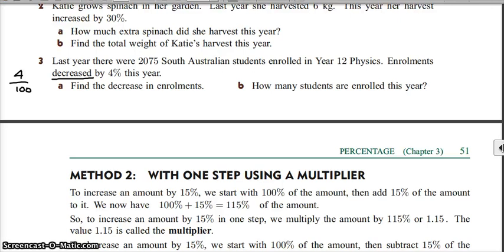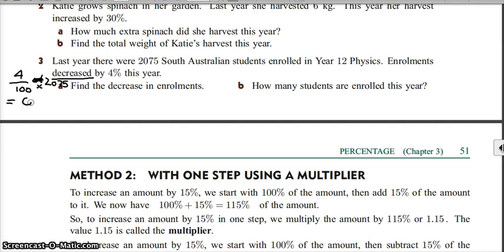You think about it before you spit out an answer. Last year there were 2,075 South Australian students enrolled in physics. Enrolments decreased by 4% this year. Find the decrease in enrolments. So what are we finding 4% of? The 2,075. We're finding it of 2,075, so it's times, isn't it? Does that make sense, Tej? Does that make sense, Jazz?